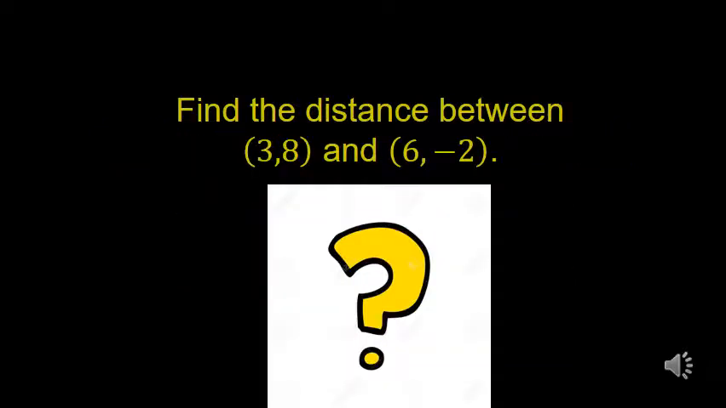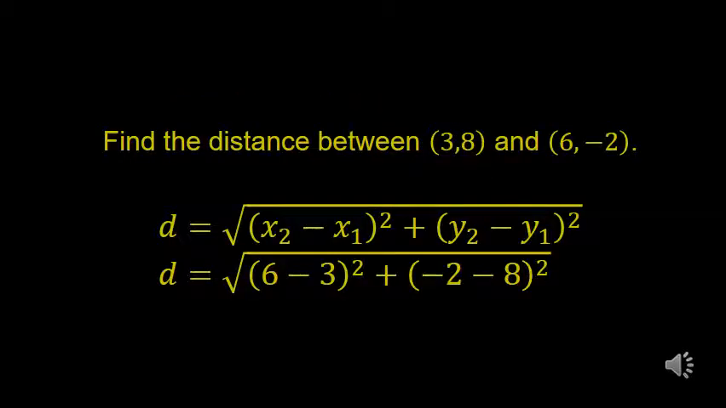Here's a real similar question. Find the distance between 3, 8 and 6, negative 2. We're going to do things pretty much the same way, except this time I'm pretty sure it doesn't come out even. Again, just like before, what we want to do is plug in the numbers where they belong. I've got to subtract my x's and square, subtract my y's and square, add them up and do the square root. So 6 minus 3 squared plus negative 2 minus 8 squared. I add those up and we're going to do the square root.